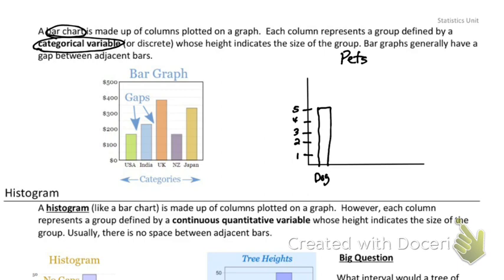Who has a different type of animal that's not a dog? I got a goldfish. A goldfish? So we'll just put fish. Who else has fish? So that's 2, 3. So we have 3 people that have a fish.